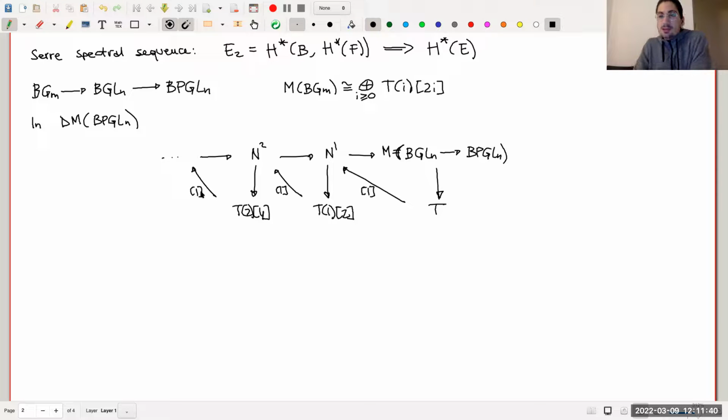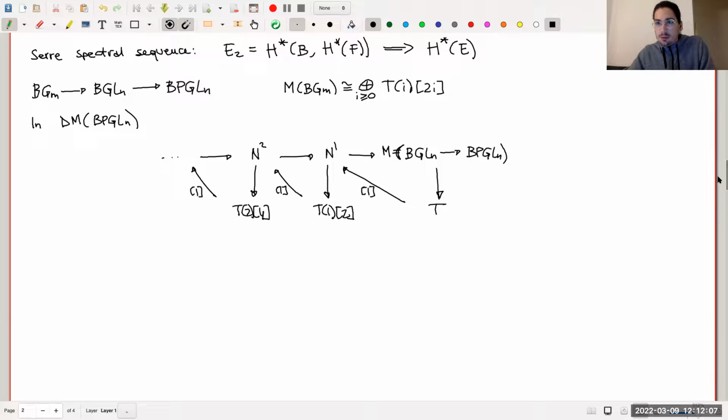Now, notice that this situation is not ideal because this spectral sequence is more efficient if we have some knowledge of the cohomology of the base and the fiber in order to get some knowledge of the cohomology of the total space. In this situation, we know the cohomology of the total space and the cohomology of the fiber. We are trying to extract information on the cohomology of BPGLN.